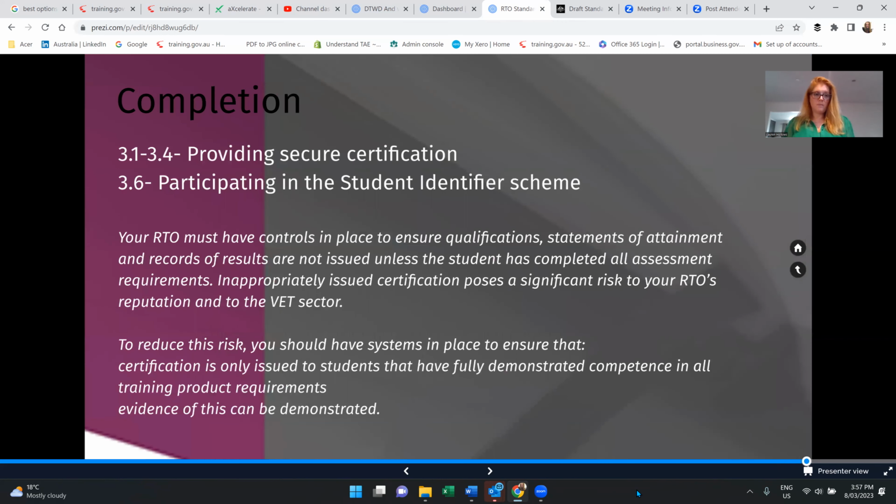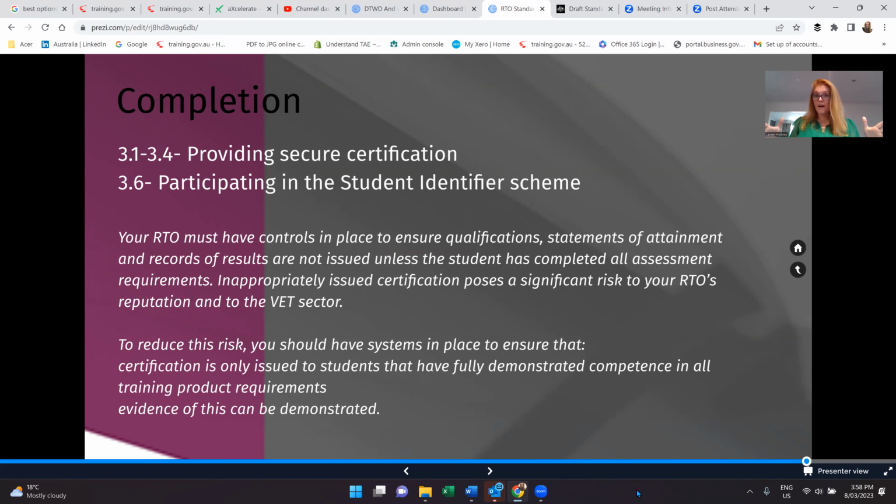When it comes to completion, okay, so 3.1 is audited more frequently, and this is where your completed student files come into place. Your RTO must have controls in place to ensure qualifications, statements of attainment, and records of results are not issued unless the student has completed all assessment requirements. Inappropriately issued certification poses a significant risk to your RTO's reputation and to the VET sector. To reduce this risk, you should have systems in place to ensure that certification is only issued to students that have fully demonstrated competence in all training product requirements. Evidence of this can be demonstrated before you issue the certificate.